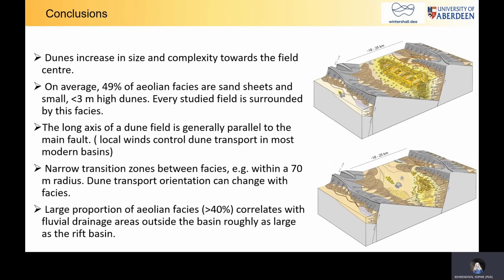So to summarize, dunes increase in size and complexity towards the field center. On average, about 50% of aeolian facies are sand sheets and small dunes. Every dune field that we studied is surrounded by sand sheets, and the long axis of a dune field is generally parallel to the main fold. We have narrow transition zones, and small drainage area ratios correlate with a large proportion of aeolian sand.